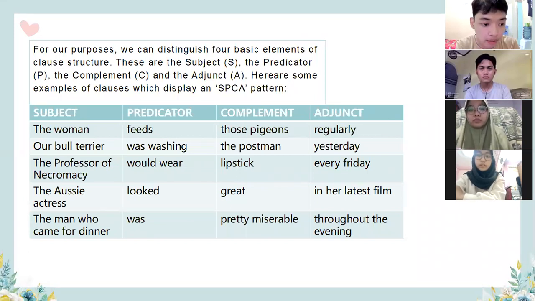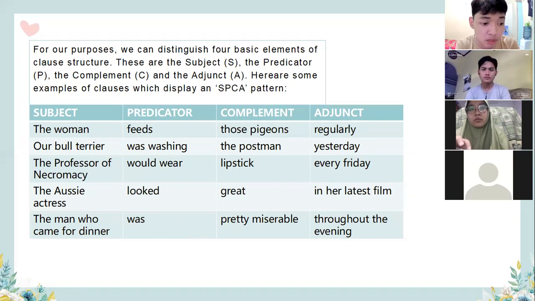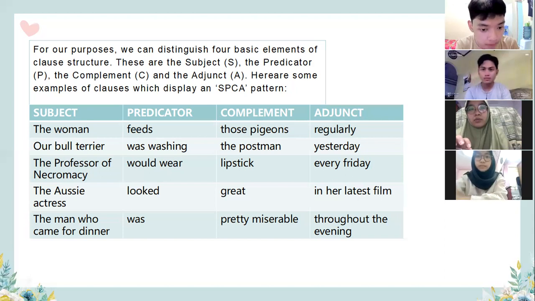And then the second sentence. Our bull terrier was washing the postman yesterday. Our bull terrier, it's a pronoun. Our bull terrier is subject, then predicator was washing, and then complement the postman and adjunct yesterday. And then the professor of necromancy would wear lipstick every Friday. The subject is the professor of necromancy, predicator is would wear, complement is lipstick, and adjunct every Friday.